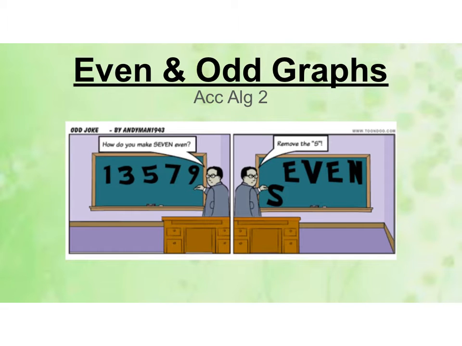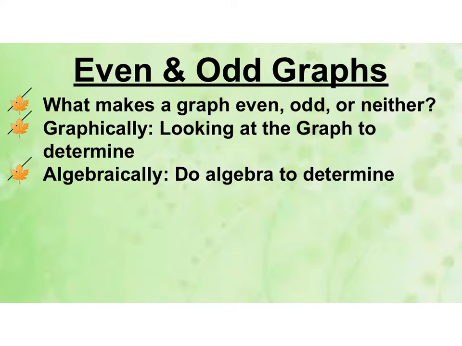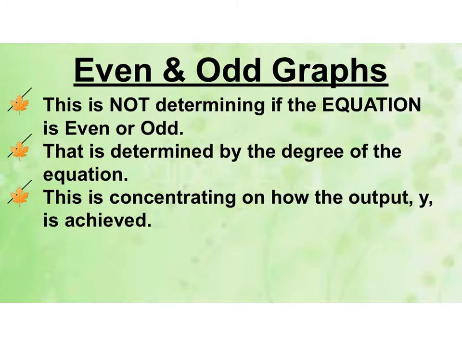Today we're going to learn about even and odd graphs. When we look at even and odd graphs, we're looking at what makes a graph even, odd, or neither. We're going to look at it in two ways: graphically, by looking at the graph to determine it, and algebraically, we'll do some algebra to determine it.